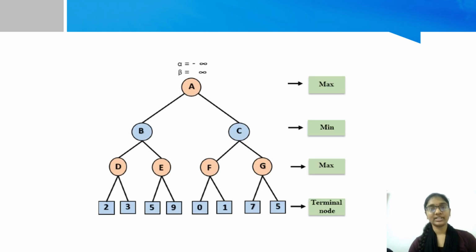Here in the picture, we take the tree as A, with child nodes B and C. Initially we assign alpha equal to minus infinity and beta equal to plus infinity. Max, min.